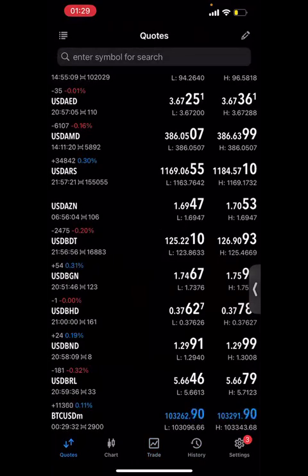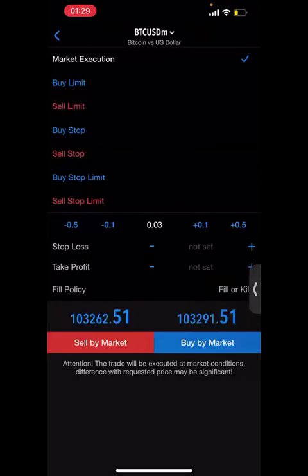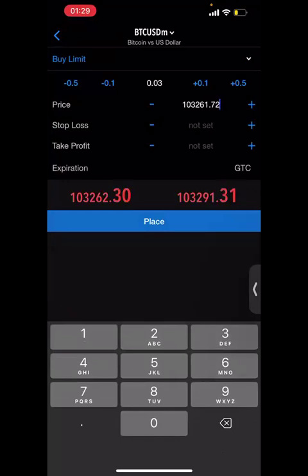Click on your quotes, click on BTC trade. You see this market execution here? Click on it. There are multiple types of pending orders, but the ones we normally use are buy limit, sell limit, buy stop, and sell stop. I'm not going to explain them in this session. Click on buy limit. Let's just use buy limit.